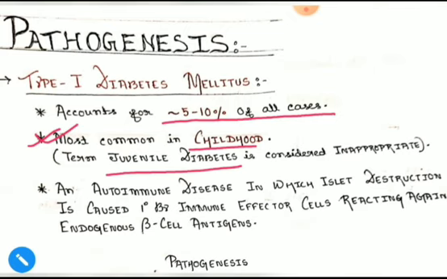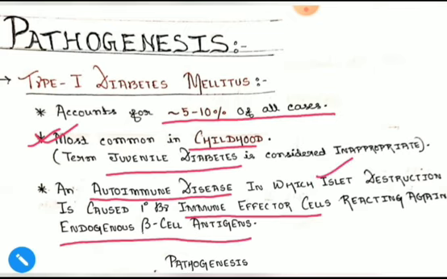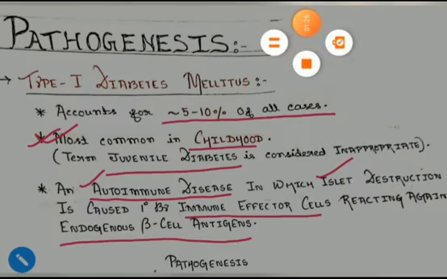Type 1 diabetes mellitus is an autoimmune disease in which the immune effector cells of our body react against the endogenous beta cell antigens, resulting in islet destruction. Since the immune effector cells of our body are reacting against the self antigens of our body, it is an autoimmune disease.